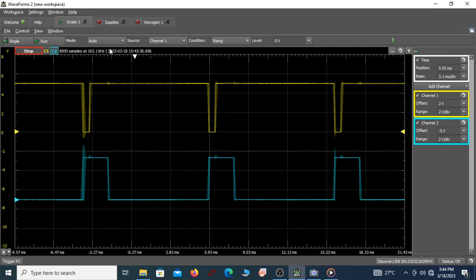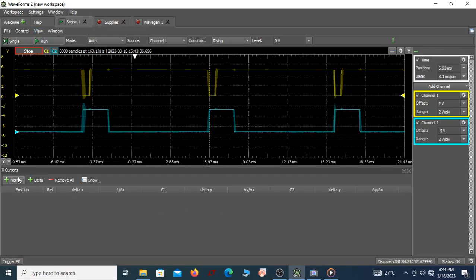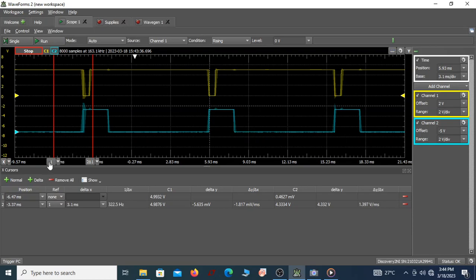Maybe it's 20K. Let me just find out. I'm using the DRB. Let me actually take the cursor and measure it. It's X cursor. Let me take one normal, one delta. Let me measure the time. I think I'm using RT as 20k. I think it is 20k.